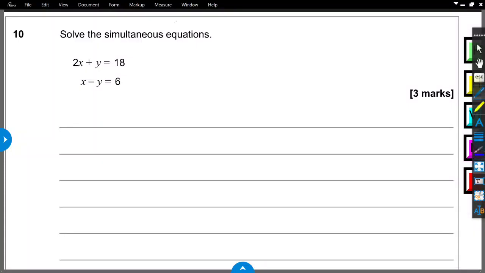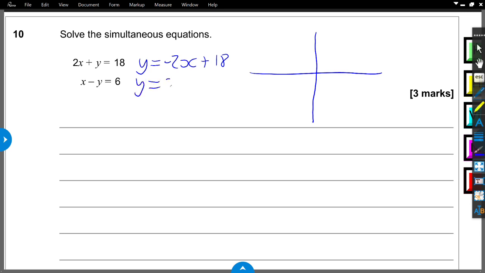Simultaneous equations are quite useful in quite a few situations where you've got two different equations and they meet at a certain point and you want to find where they are. Graphically, what's going on is that here we've got two straight lines, and if we want to find what these straight lines look like, we can rearrange them into the form y equals mx plus c, which is the equation for a straight line. Y equals minus 2x plus 18. And this one would be y is equal to x minus 6.